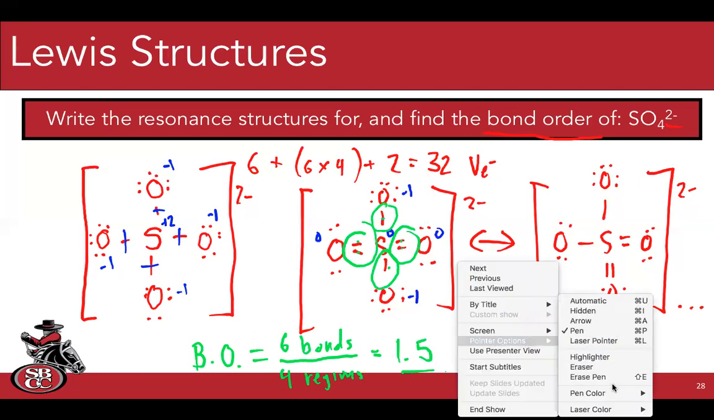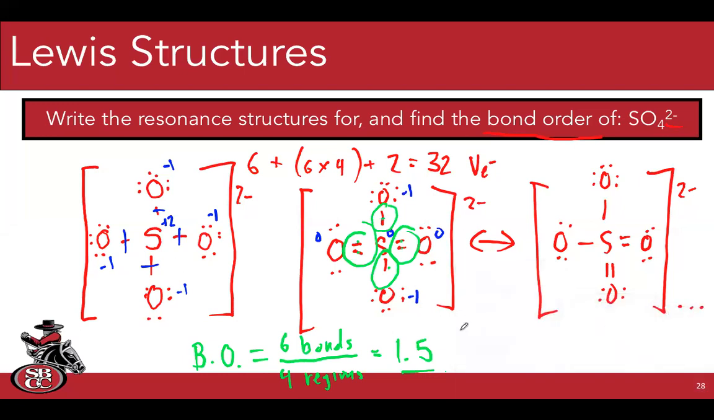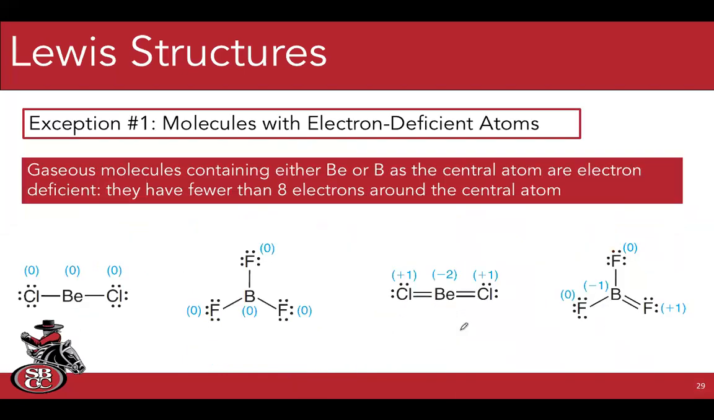All right, so let's get into a little bit more of some theory, what you're going to be seeing, what you're going to need to work with tonight. So there are going to be 2 rules, 2 exceptions to the rule. The first one is electron deficient atoms. So boron and beryllium can form 2 and 3 bonds respectively, or I think maybe I said that backwards.